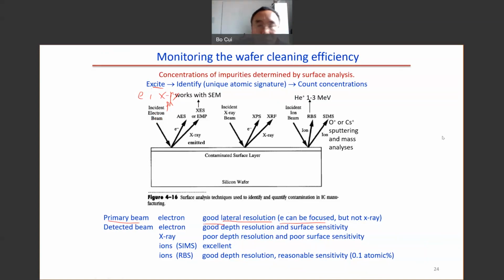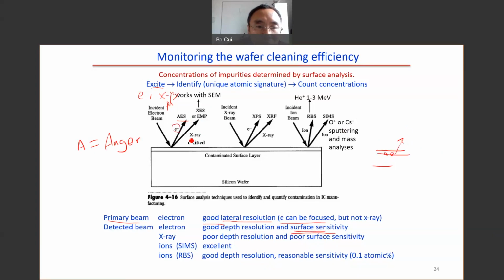When the electron comes in, we can detect AES. So what is AES? AES is Auger electron spectroscopy. This one is very, very surface sensitive, because only the Auger electrons from the very top surface can escape to form the signal. This one detects electrons.